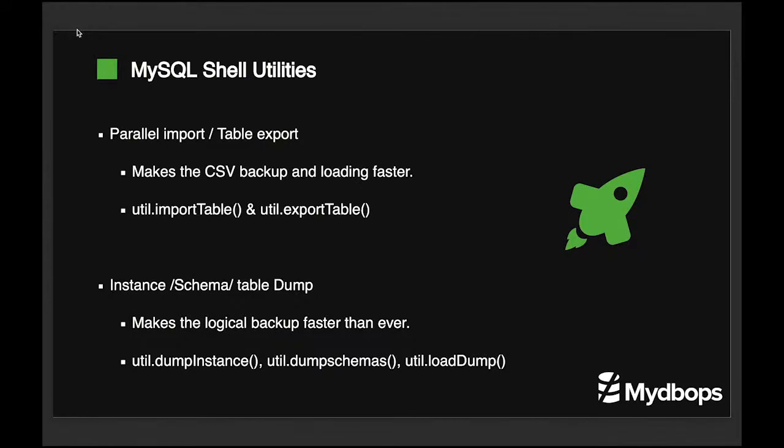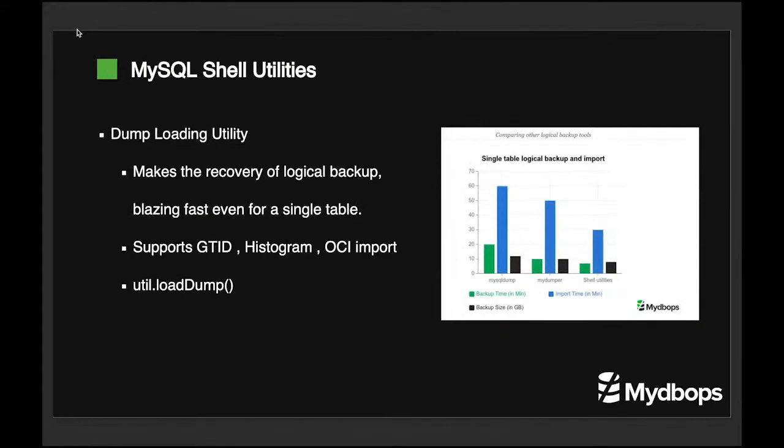So with dump instance, if I want to take a whole DB backup, of course this is the right way, or for a specific schema or a specific table. To load back, we have to use the load dump. As I told, it supports multiple things. It has support for the GTID, so you can even set up replication after the backup is completed. And also histograms. We all know MySQL 8.0 has histograms, and once the logical table rebuild is done, the histogram should be analyzed for the queries to use it perfectly.